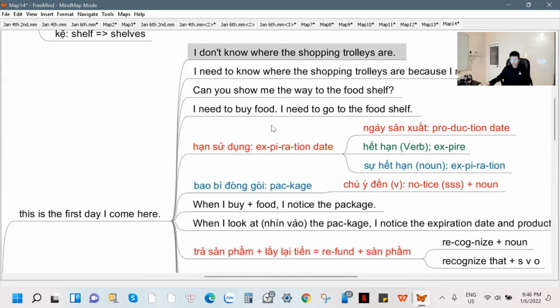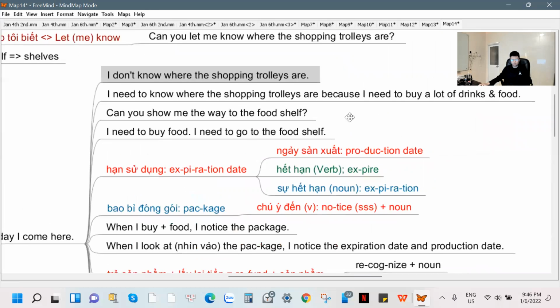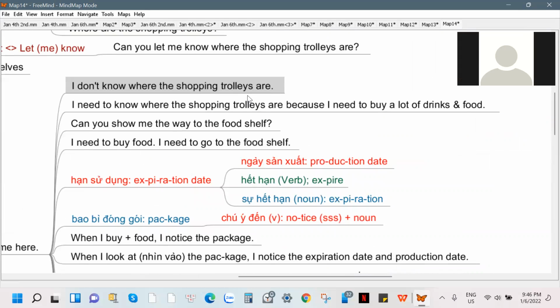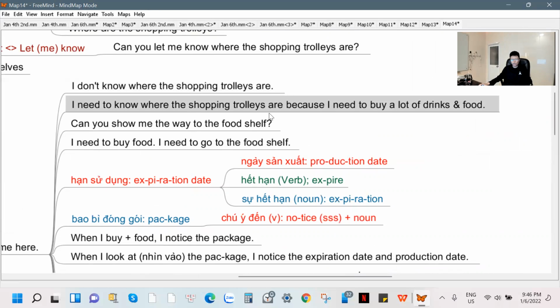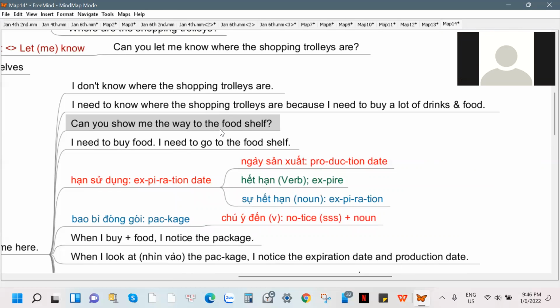I don't know where the shopping trolleys are. I need to know where the shopping trolleys are because I need to buy a lot of drinks and food. Can you show me the way to the food shelf?